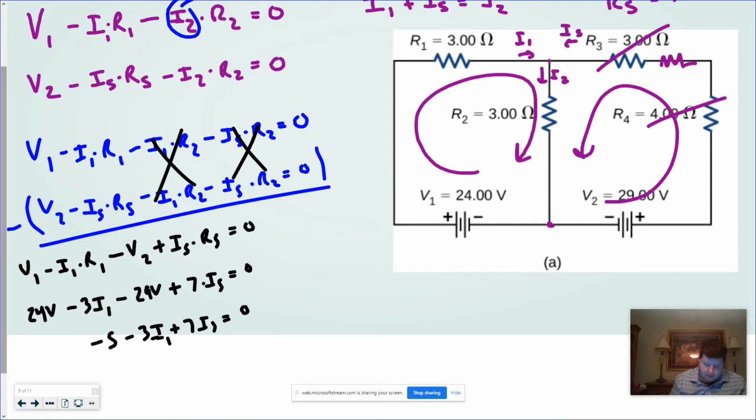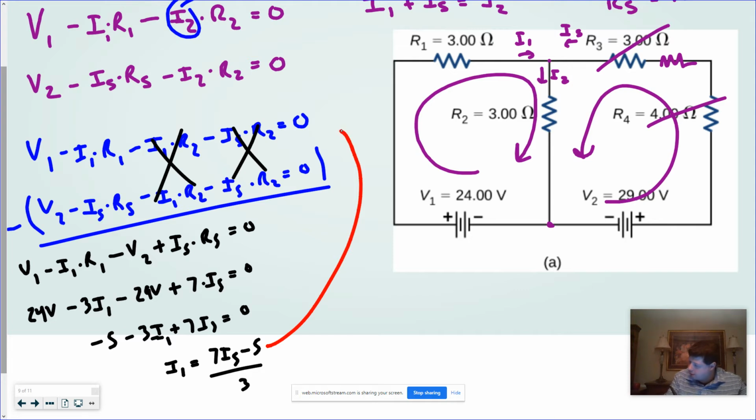And so solving this out, it looks like I1 equals 7I5 minus 5, divided by 3. Not the most clean equation, but I now have I1 in terms of I5. I then can plug that all the way back up into one of these equations. Let's go ahead and do it. Looks like I did it into the V1 equation. So let's go ahead and do that.